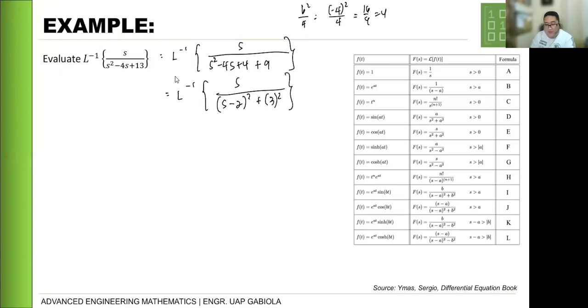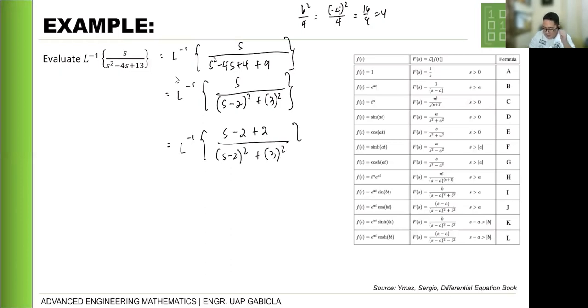Okay? But before you continue, if you have an S minus A in the denominator, you look at which function has an S in the numerator. That is cosine. So here it is written s squared and then s. So it means it serves as the base or the form. So if this is S minus 2, the numerator should also become S minus 2. And how can it become S minus 2? You introduce negative 2 plus 2, which is actually 0 also. Okay? So, L minus 1, this becomes S minus 2 plus 2 over S minus 2 squared plus 3 squared.